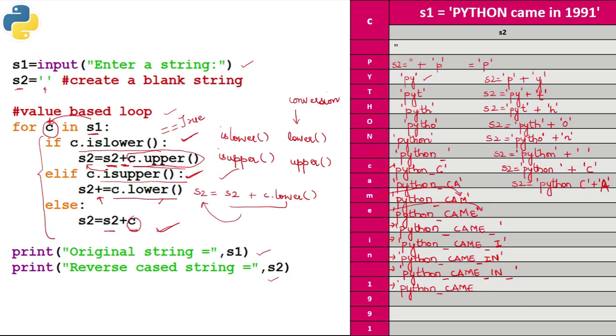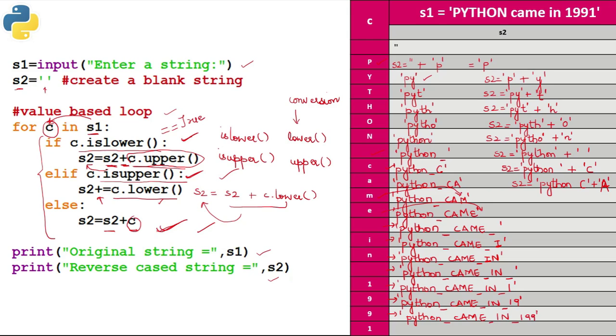So S2 will now be concatenated with the digit 1. For 9 also it is going to go into the else part, because 9 is neither a lowercase character nor an uppercase character. So the flow will move into the else block and 9 will be added to the current contents of S2. Again, for the second 9 in 1991, it is going to go into the else part, and 9 is going to be added to the current content of my S2 string, and S2 will change accordingly.